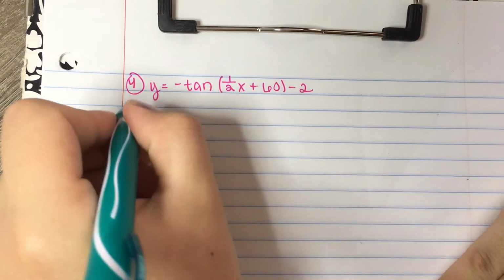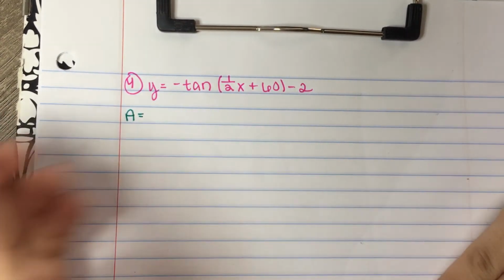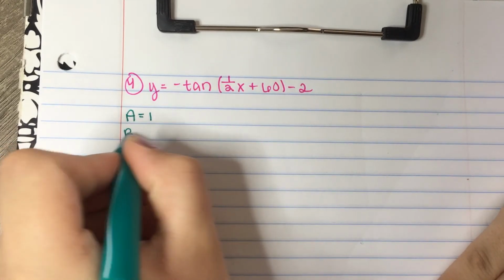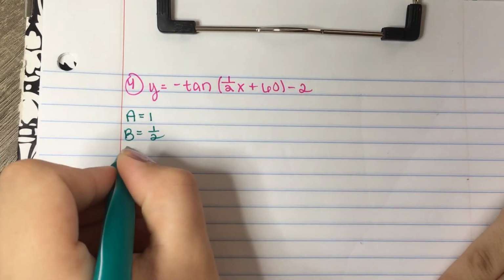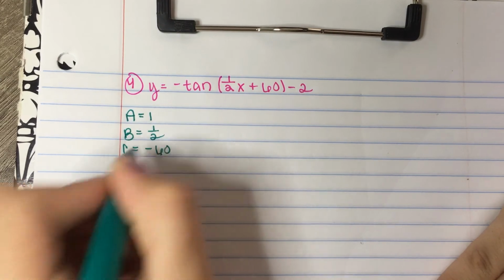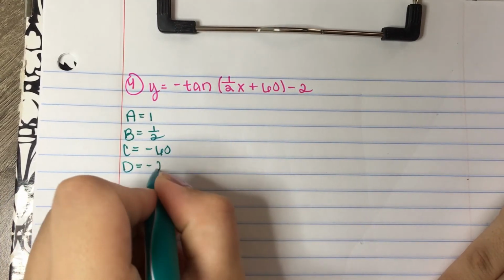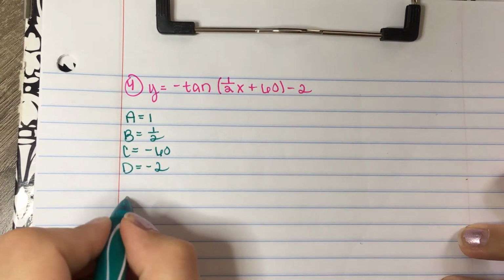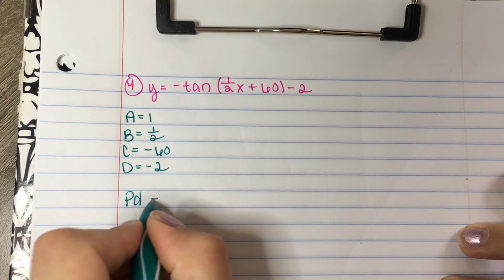Okay, so here we are. A is the number in front. Okay, that's going to be 1. B is a half. C is the opposite sign. And D is -2.